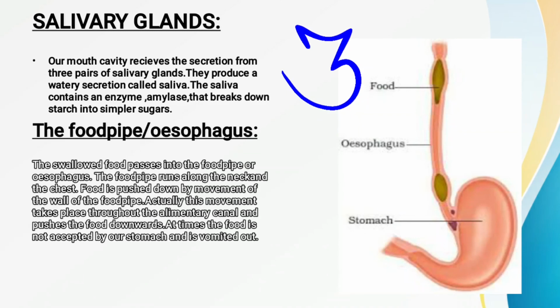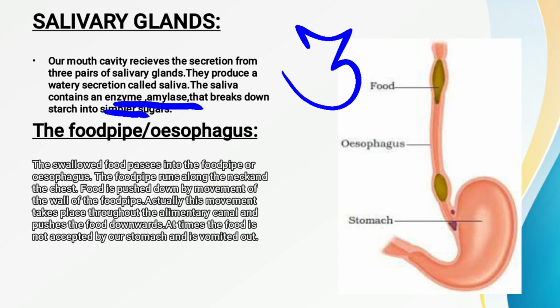Now see, saliva is a kind of watery secretion that is secreted by the salivary glands. In this saliva, a kind of enzyme is present. Right? Which enzyme is present? The amylase enzyme is present. Now what is the function of this amylase enzyme? The function of the amylase enzyme is that it breaks down starch into simpler forms.